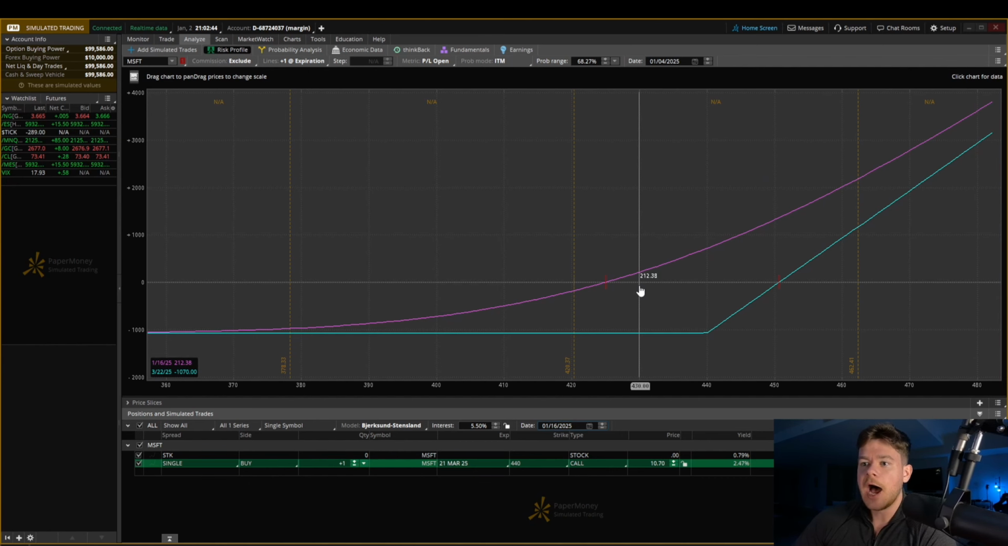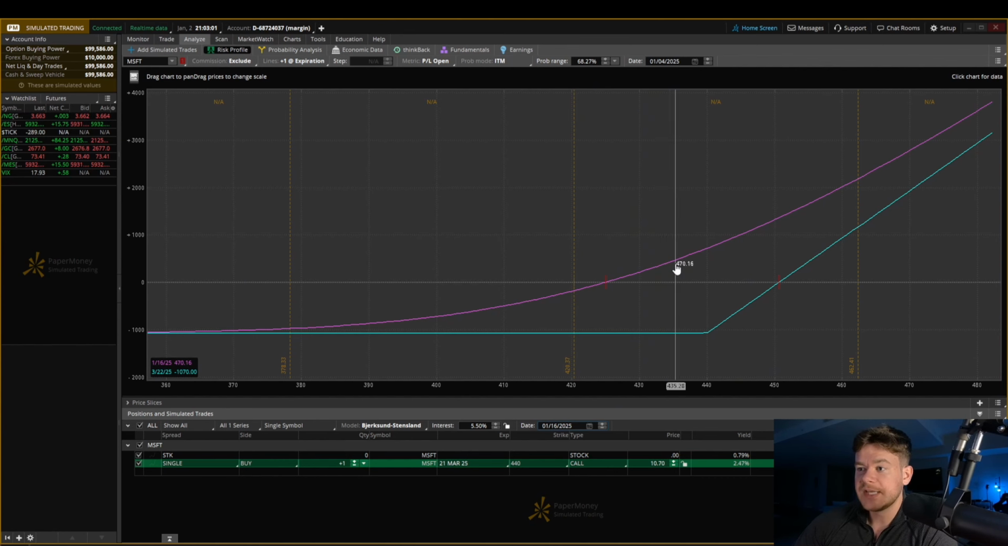Not too bad. However, let's say it stays at the exact same price, then I'm going to be down around $180 to $200. So that's something to keep in mind, right? If it stays at the same price, I'm going to lose money. It has to move up.